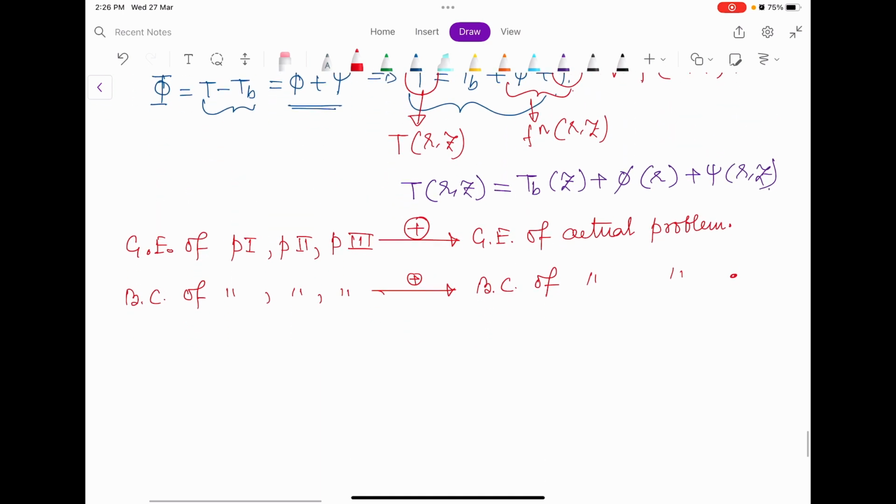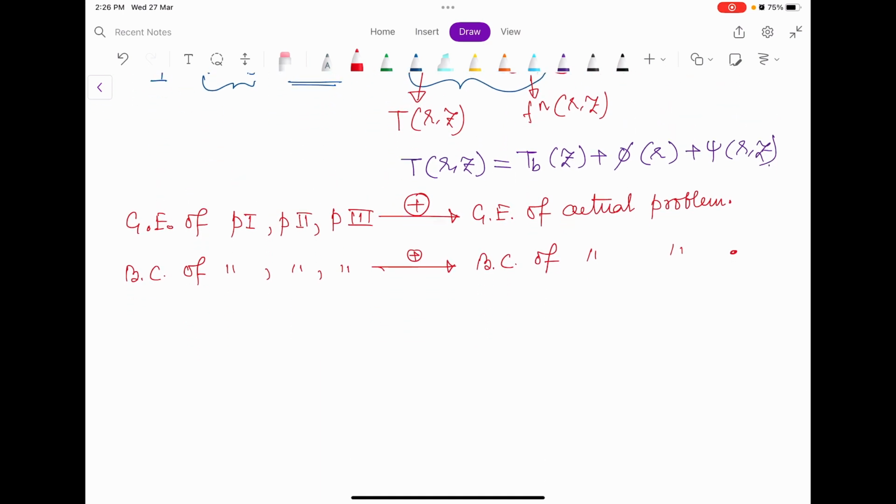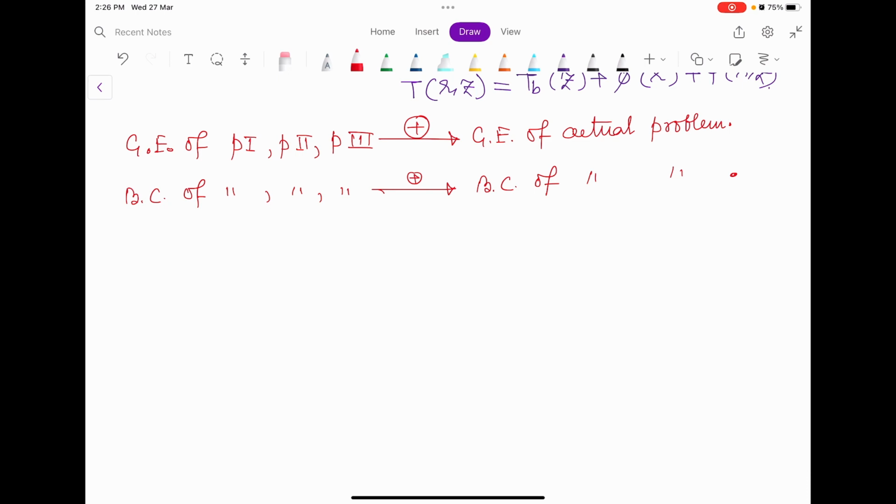Let us try it. I will do it for my problem 1, and for my problem 1 my unknown variable is TB. So I am having T equal to this thing. How can I get a governing equation of TB? TB is a bulk temperature.